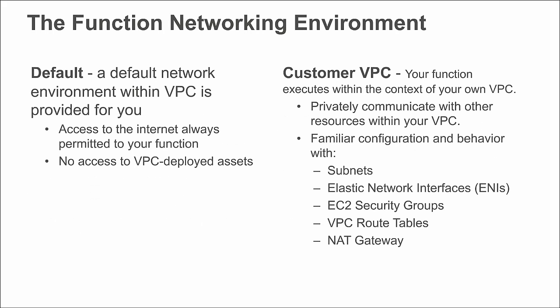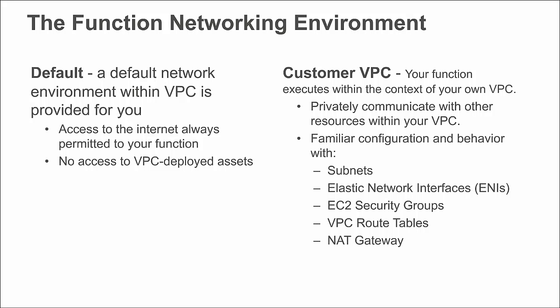Last is the function networking environment. And this defines what your code has connectivity to, and there are two broad options here. First, there's a default networking environment where your code function has access to the internet but no private connectivity to any of the resources running inside your VPC. Second, your Lambda function could be provisioned inside your own customer-created virtual private cloud. And here, you'll choose which subnets your function will execute within. It will consume private IP space within those subnets. And the connectivity from the function will follow the route rules you've configured inside your VPC and the security groups you've assigned to your functions.